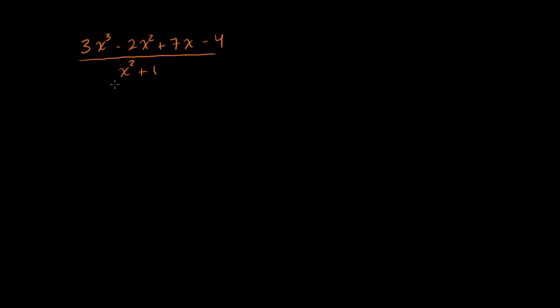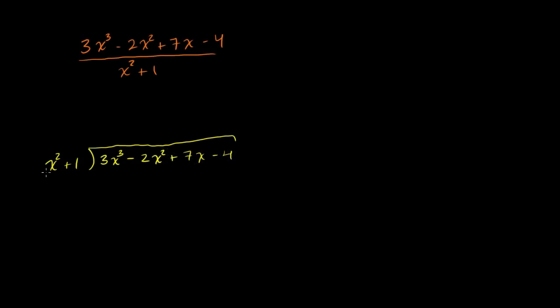But we can just do the algebraic long division to figure out what this is going to be, or what this is, if we simplify it. x squared plus 1 divided into this thing up here: 3x to the third minus 2x squared plus 7x minus 4.